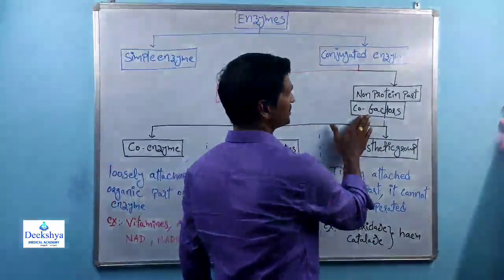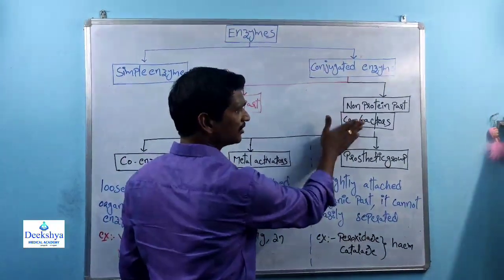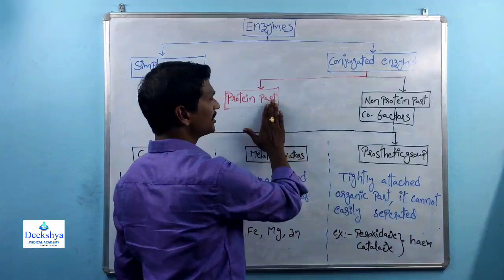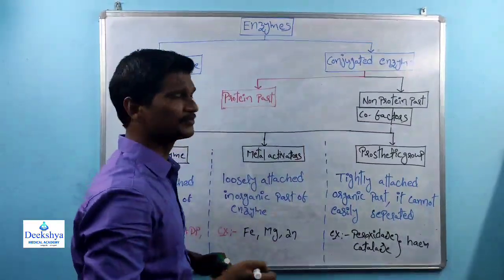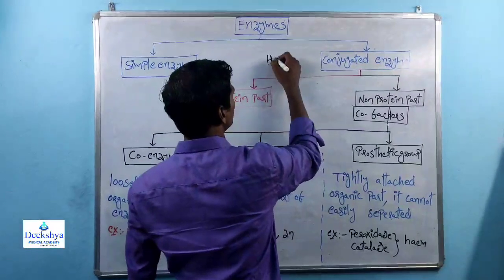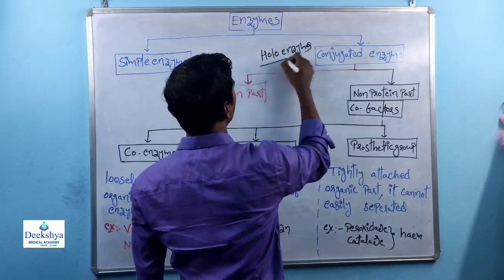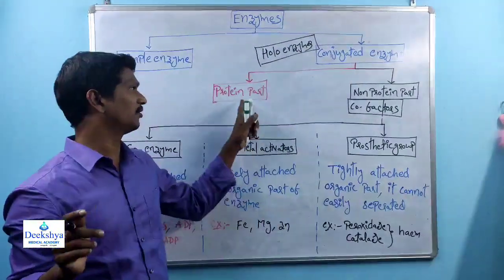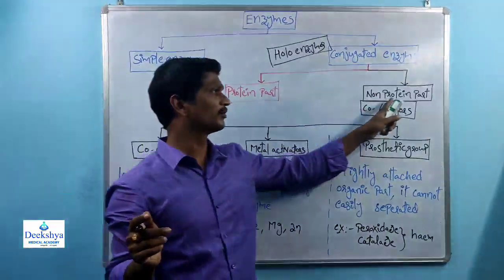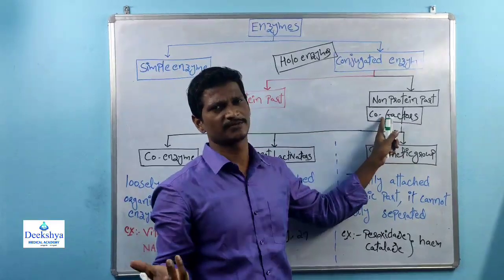So here cofactors are there. The combination of protein part and non-protein part, or combination of protein part and cofactor, that kind of enzymes are called holoenzymes. Holoenzymes are always made up of two types of components. One component is the protein part, the other component is the non-protein part. These non-protein parts are called cofactors.